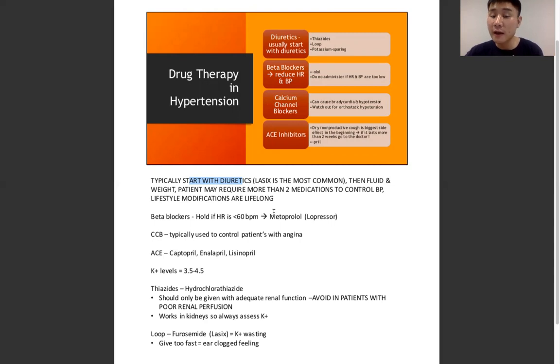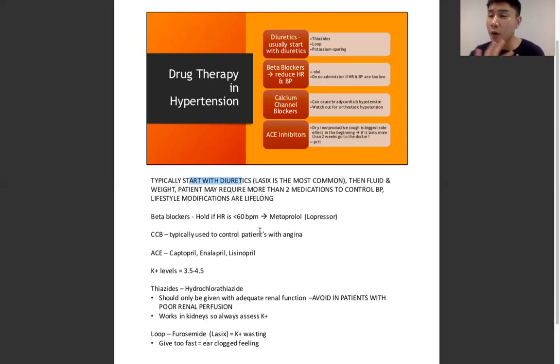So when we administer furosemide to the patient, we have to check the potassium level. What is the normal potassium level? 3 to 5. If the potassium level is less than 3, we have to hold the Lasix or furosemide because it can cause issues with the heart rhythm. If we give it straight to the patient, it will further reduce the level of potassium.